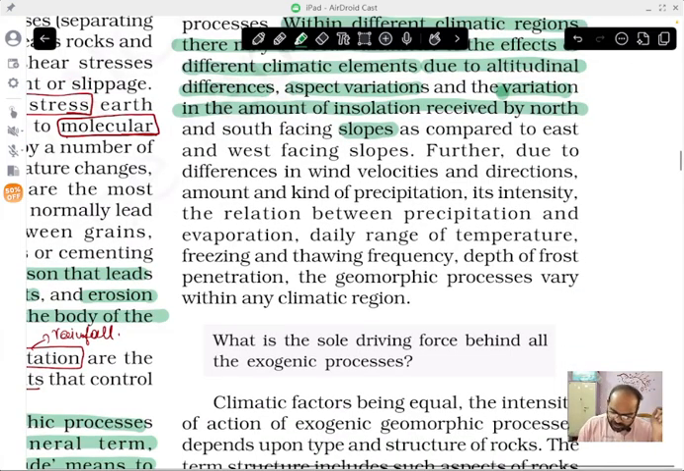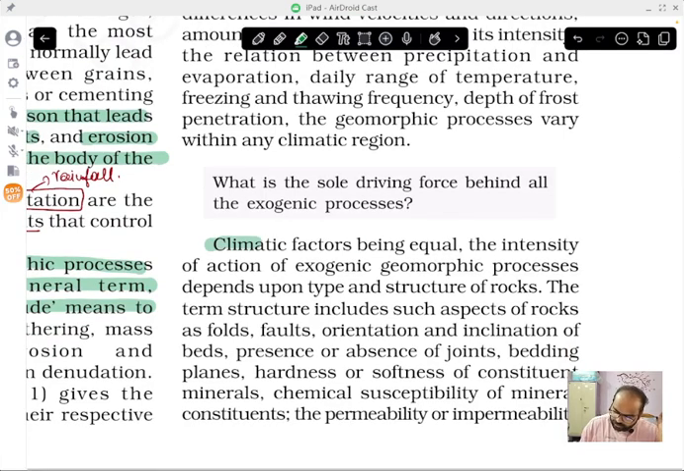And what is this para saying? Climatic factors being equal, the intensity of action of exogenic geomorphic process depends upon type and structure of rocks. Let's say within the same climatic region, or between different climatic regions, the climatic factors, that is temperature and precipitation, are the same. Let's imagine they are the same. Even though those climatic factors are the same, the mode of operation of geomorphic exogenic process differs, because it also depends upon the type and structure of the rocks.